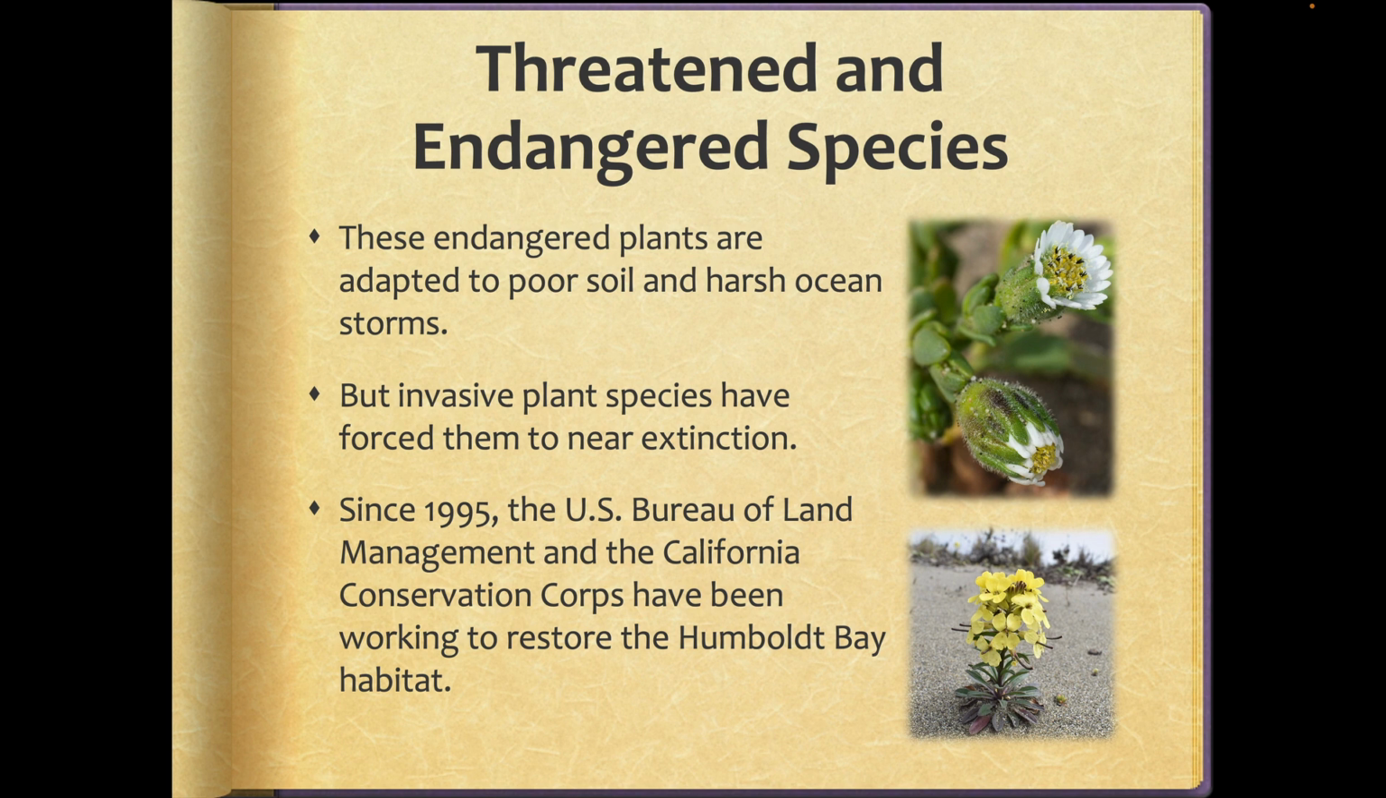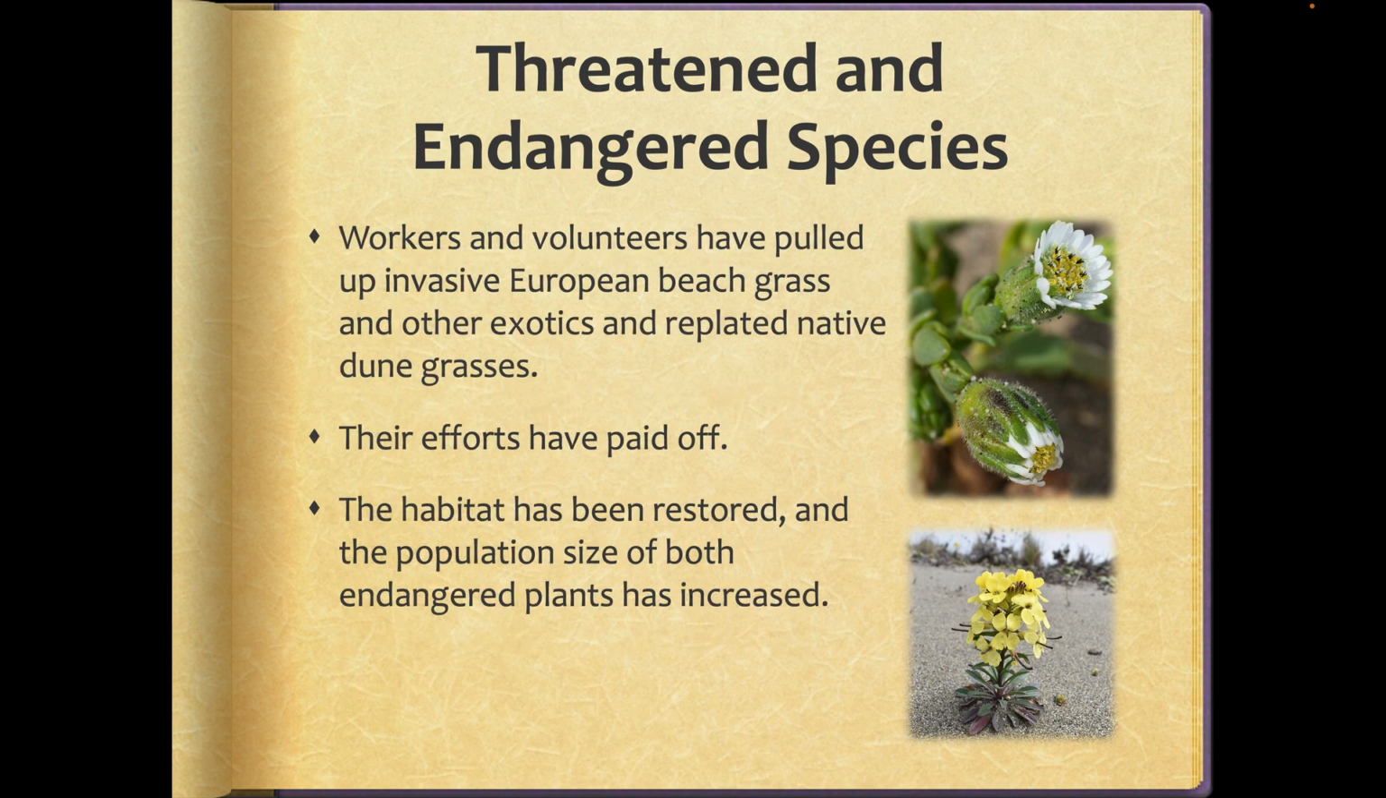Since 1995, the U.S. Bureau of Land Management and the California Conservation Corps have been working to restore the Humboldt Bay habitat. Workers and volunteers have pulled up the invasive European beach grass and other exotics and replanted native dune grasses, and their efforts have paid off. The habitats have been restored and the population size of both these endangered plants has increased.